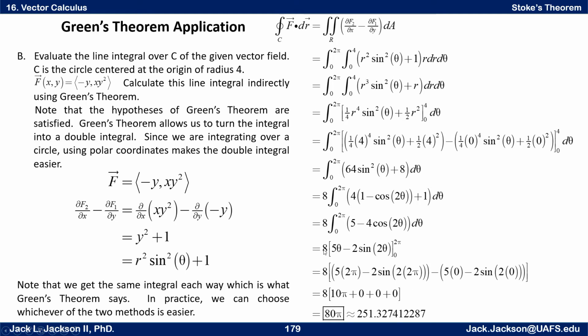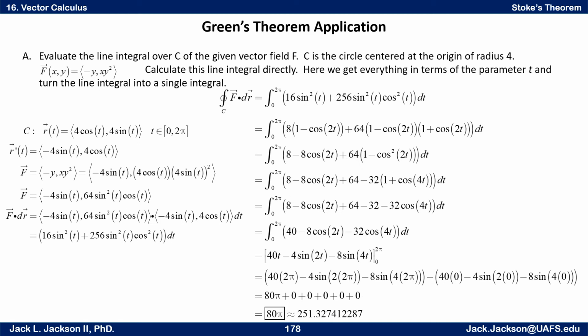Evaluate from 0 to 2 pi: put 2 pi in place of the thetas, and 0 in place of the thetas here. The first one is 10 pi, and all the rest of them are 0, and that becomes 80 pi. Okay, so that was 80 pi, and we got 80 pi that way, right?